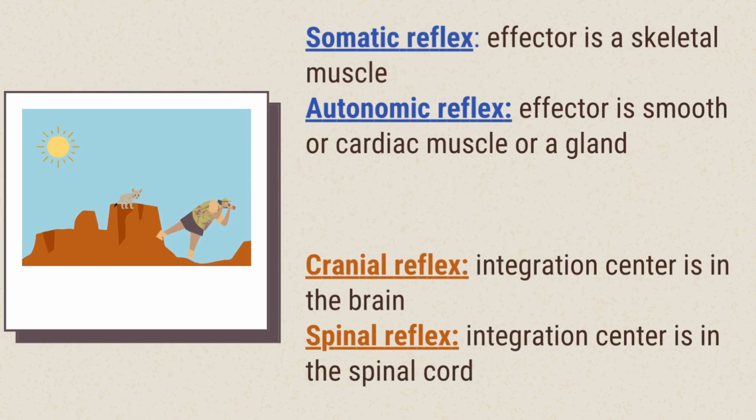Reflexes can be organized as somatic or autonomic. In somatic reflexes, the effector is a skeletal muscle. In an autonomic reflex, the effector is smooth or cardiac muscle or a gland. Reflexes can also be categorized as cranial or spinal reflexes. In cranial reflexes, the integration center is in the brain. With spinal reflexes, the integration center is in the spinal cord.